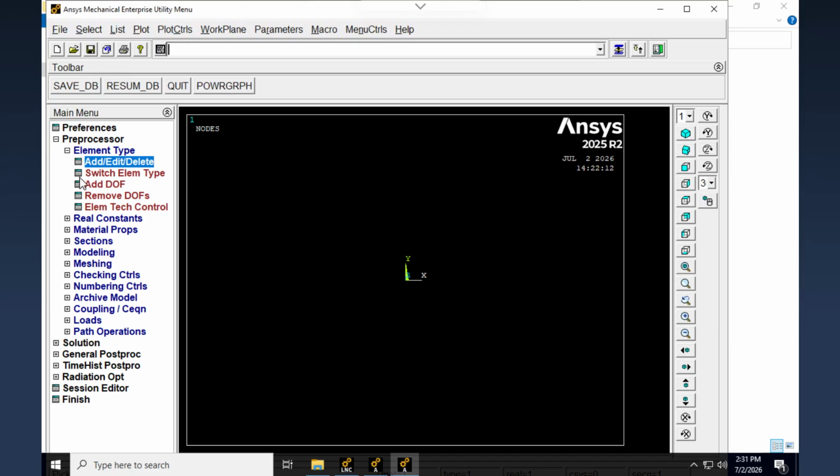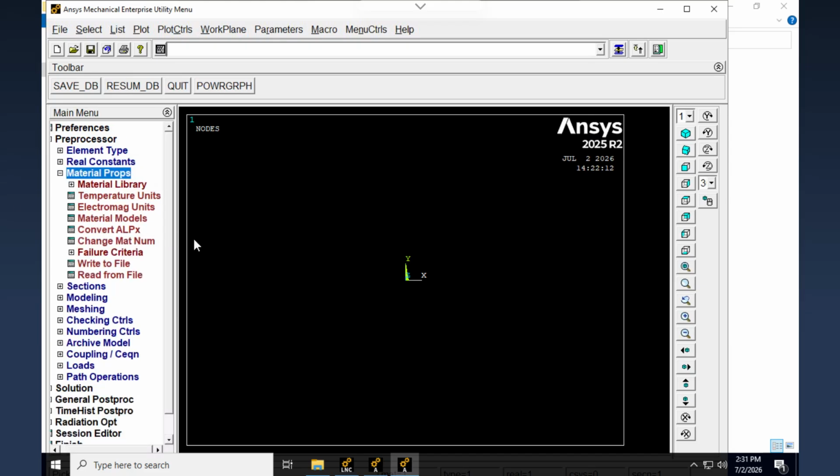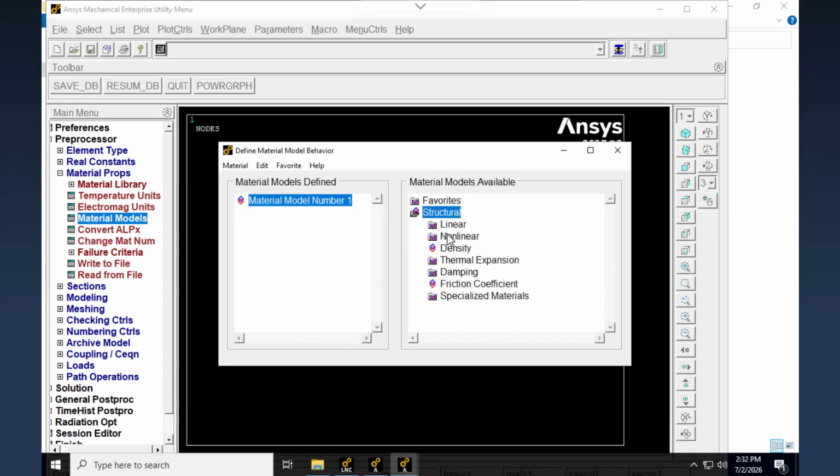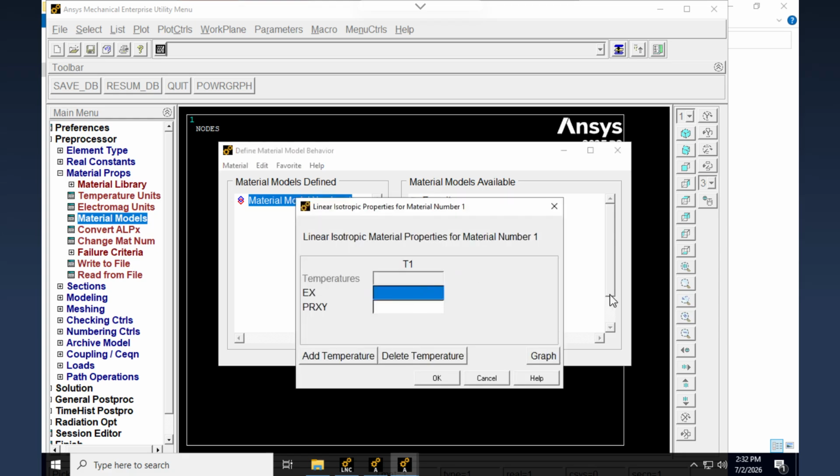Alright, then we're going to define the material. I go to material models, then structural, linear, elastic, isotropic. My material is steel. The modulus of elasticity for steel is 30,000 KSI. But I want to do my calculations in PSI, so I'm going to enter 30 million instead of 30,000.